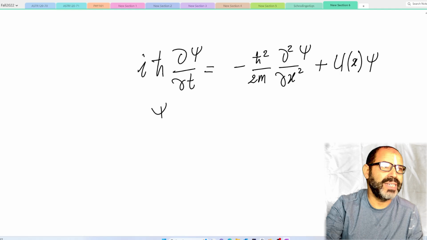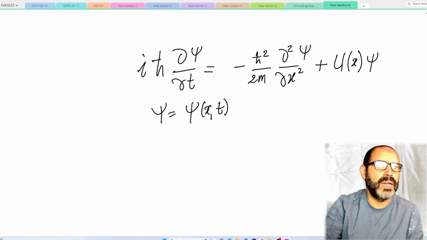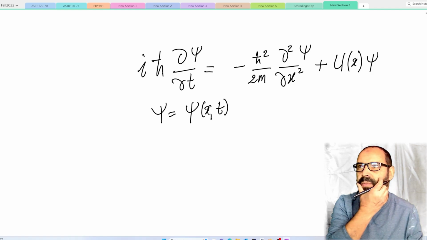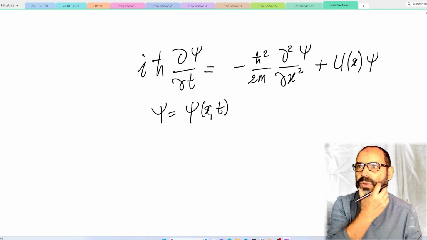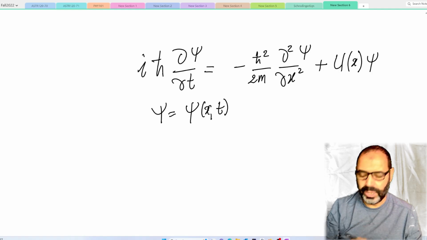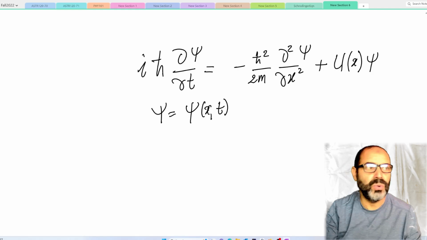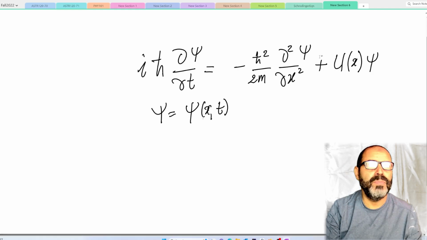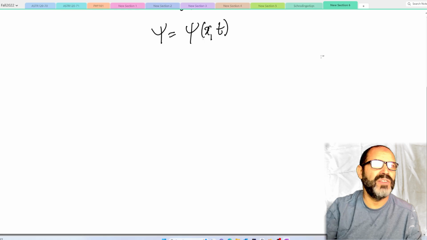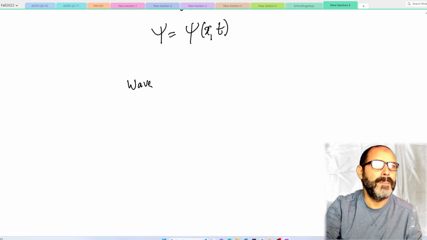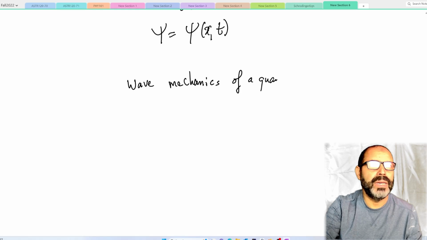The function psi that I am writing here, for the case of a one-dimensional particle, is time and of course space dependent, but it represents something that we probably need to talk about in a separate video. So the bulk of the whole thing is trying to find this function, which is called the wave function. So again, this equation describes the wave behavior of a particle, or the wave mechanics of a quantum particle, namely an electron or proton or a combination of them.